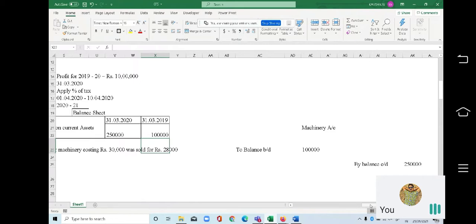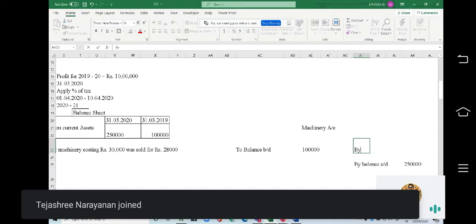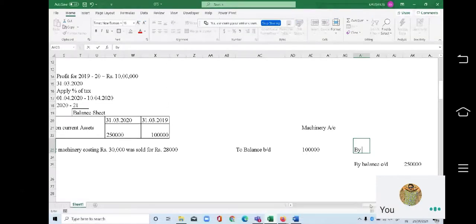Exactly. P&L account is debited to machinery account. So that means in the machinery account, that P&L will come on the credit side. So, by profit and loss account. How much is the loss? 2000 is the loss.